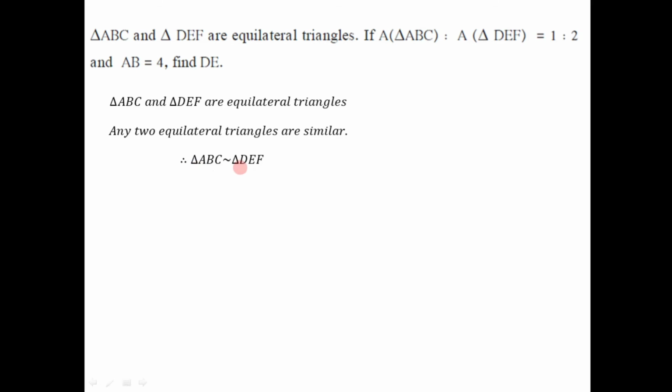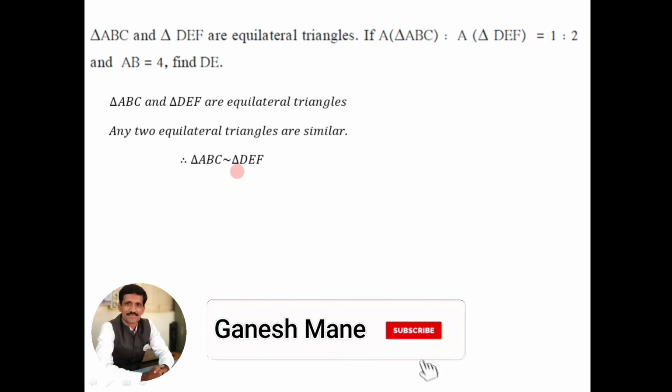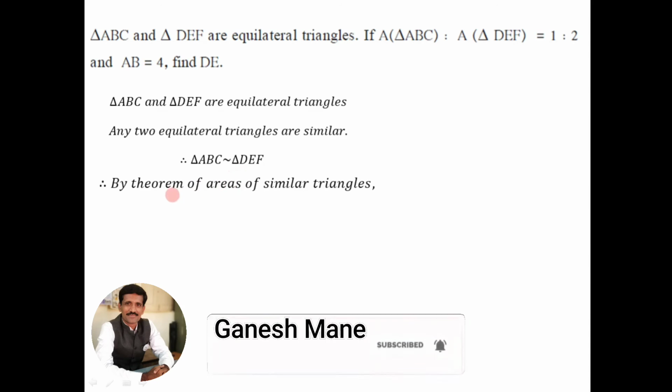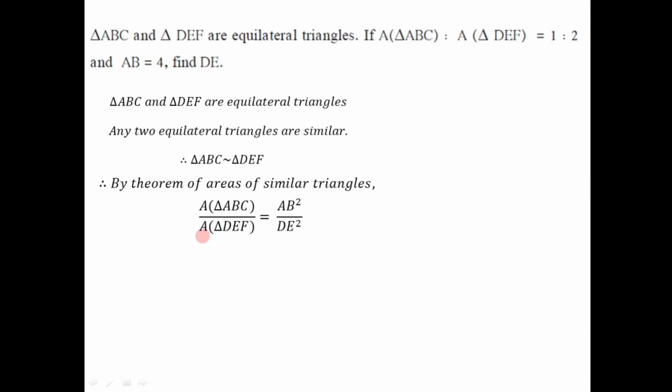Now, as these two triangles are similar, we can use the theorem of areas of similar triangles, and by that we can write area of triangle ABC divided by area of triangle DEF is equal to the squares of the corresponding sides, which are AB and DE. So we write AB square divided by DE square. This ratio is given to be 1 is to 2, that is 1 divided by 2, equal to AB is 4, that's why 4 square divided by DE square. If we cross multiply, we get DE square into 1, that's DE square is equal to 4 square, 16 into 2, that is 32. So we get DE square is equal to 32.